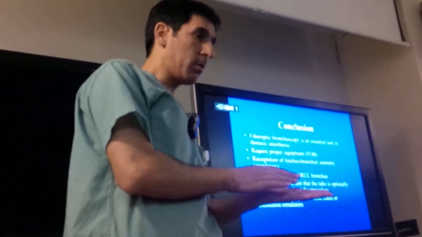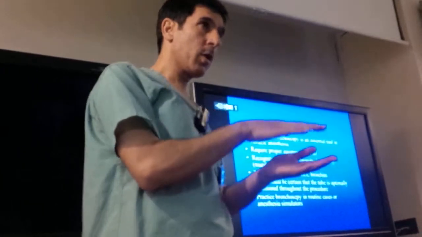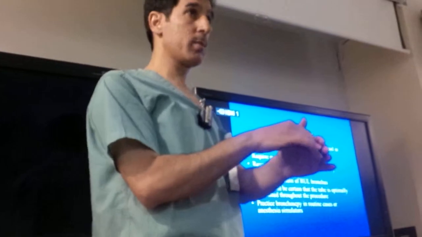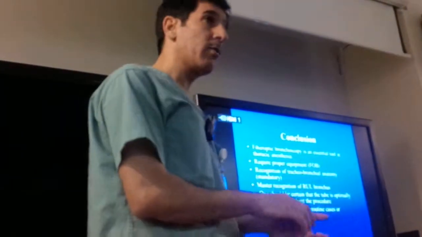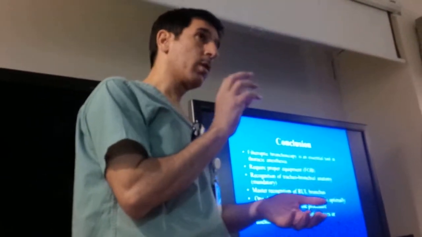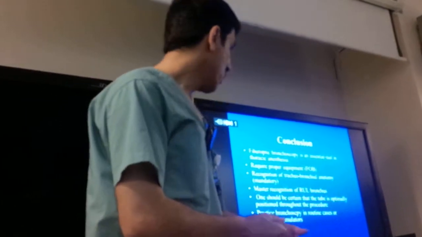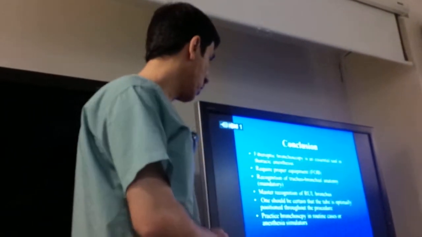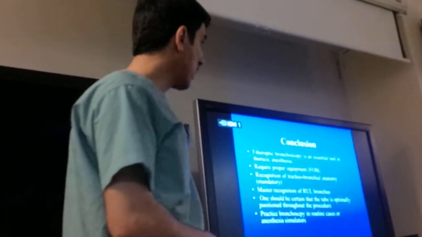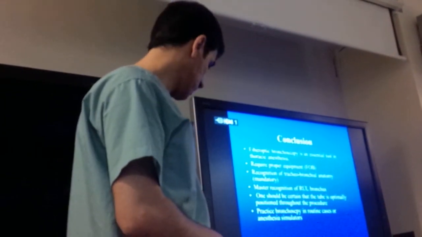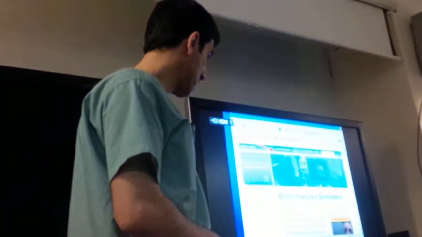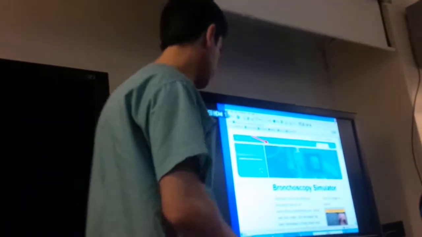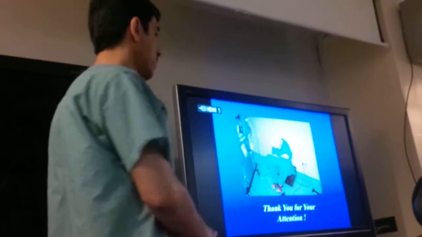We teach the residents that we have to do the bronchoscopy to confirm the position. Then when we flip the patient, we have to confirm the position again, especially if you are putting in a bronchial blocker. We have to practice bronchoscopy in routine cases and on the anesthesia simulator. This simulation I presented is on the site, it's very nice, and anybody can access it on the site Thoracic Anesthesia from Toronto. Thank you for your attention.